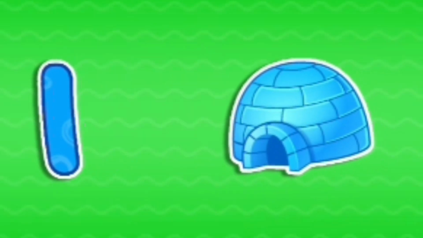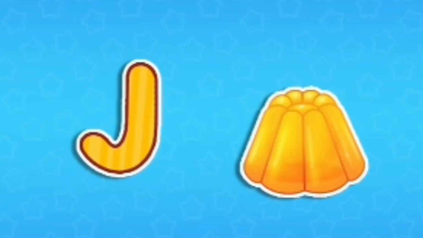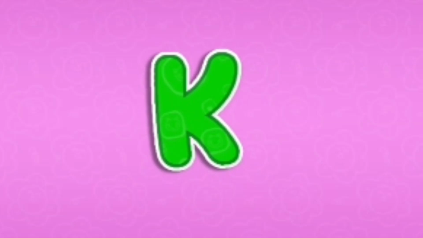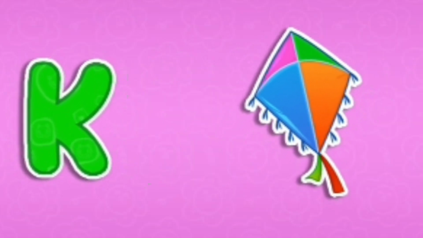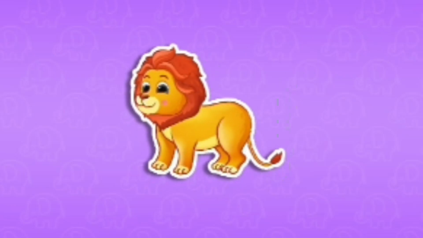I is for igloo, it sounds i. J is for jelly, it sounds j. K is for kite, it sounds k. L is for lion, it sounds l.